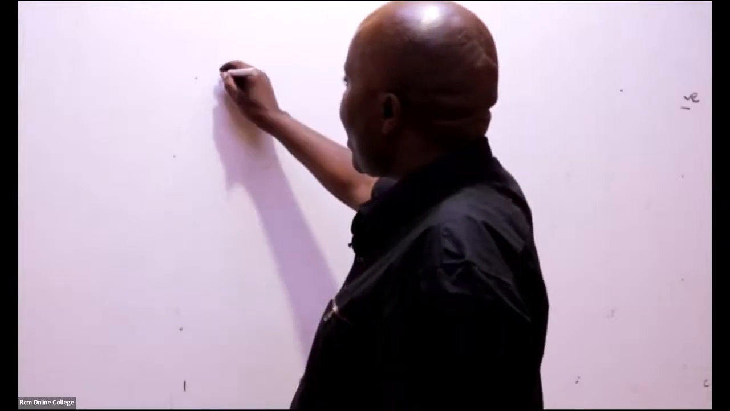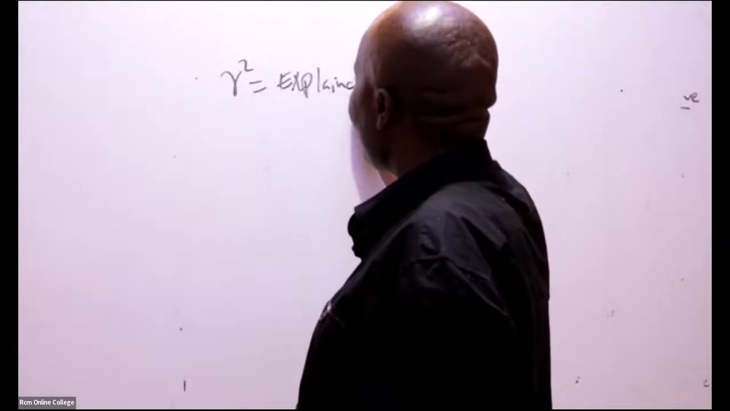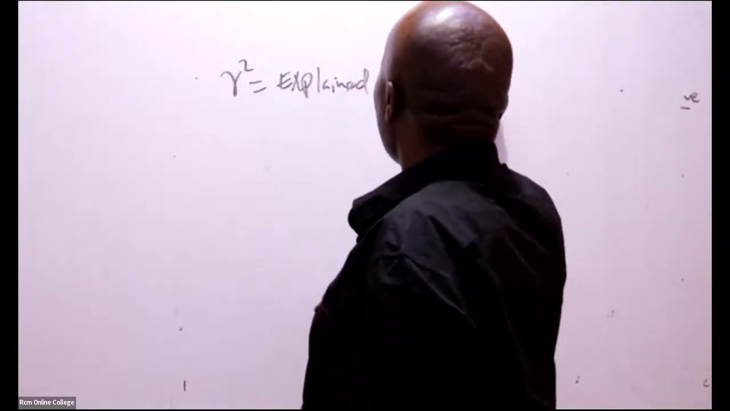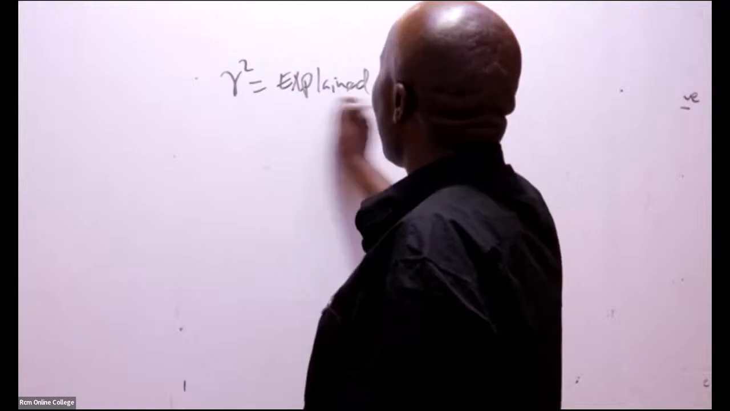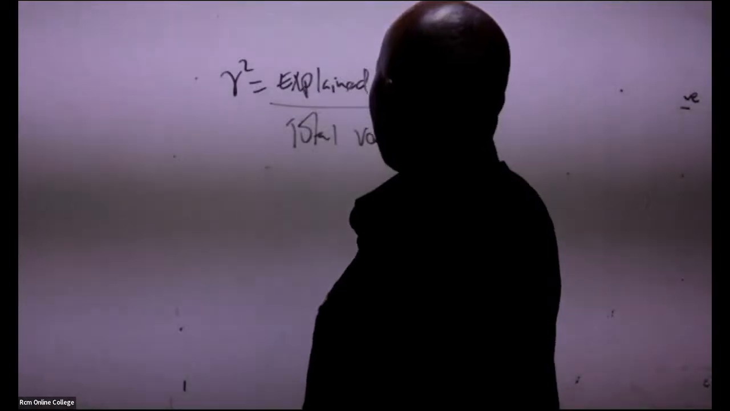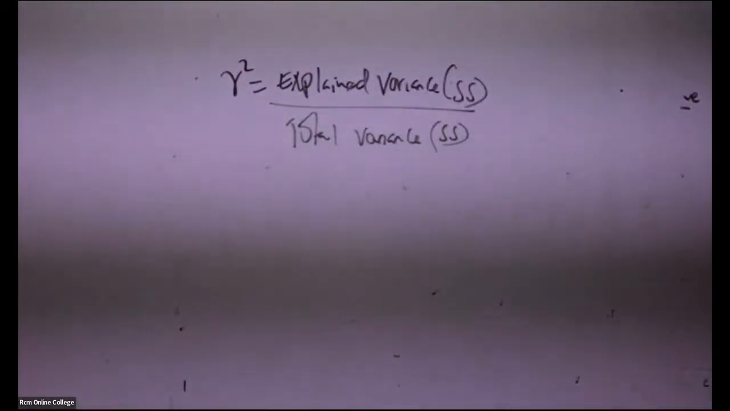To get this R squared, we shall take the explained variance in terms of sum of squares, all over the total variance, again in terms of sum of squares.